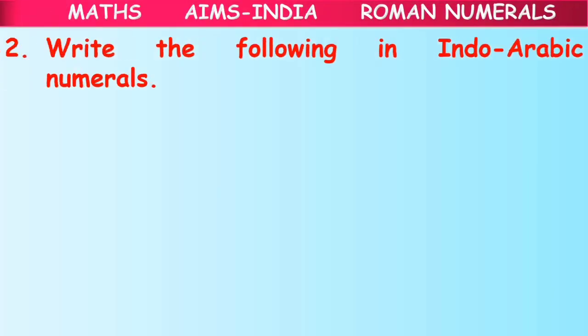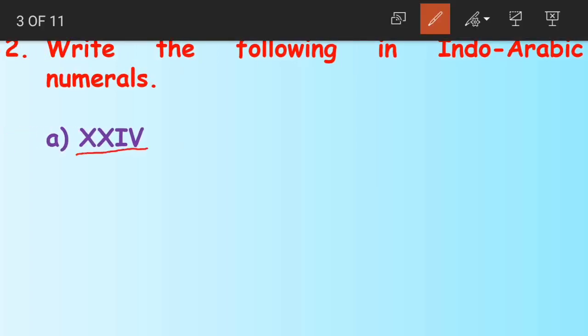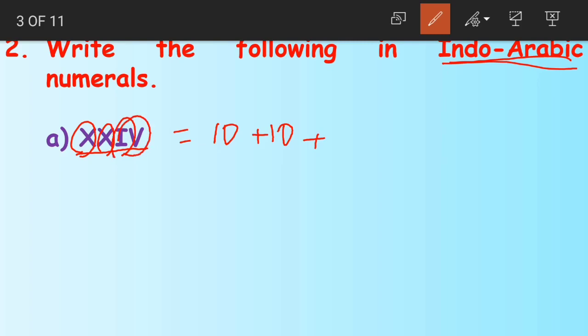The next one is, write the following in Indo-Arabic numerals. Now this is our Roman number and we have to write it in Indo-Arabic form. What is the Indo-Arabic form? Indo-Arabic form is nothing but the number in numbers, writing it in numbers. First we have X which is 10. Then again we have X which is 10. Then here we have I, but after I we are having V. See, IV. You already know what IV is. IV is nothing but 5 minus 1, that is equals to 4.